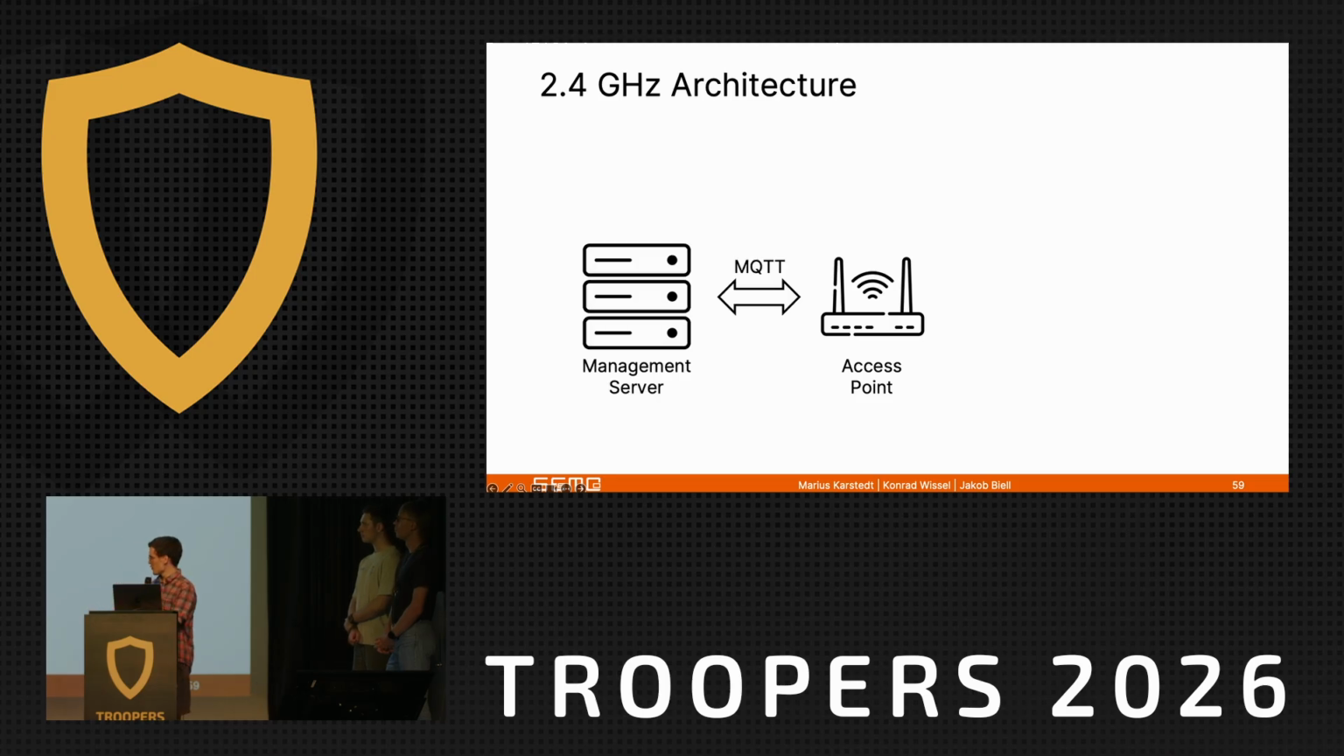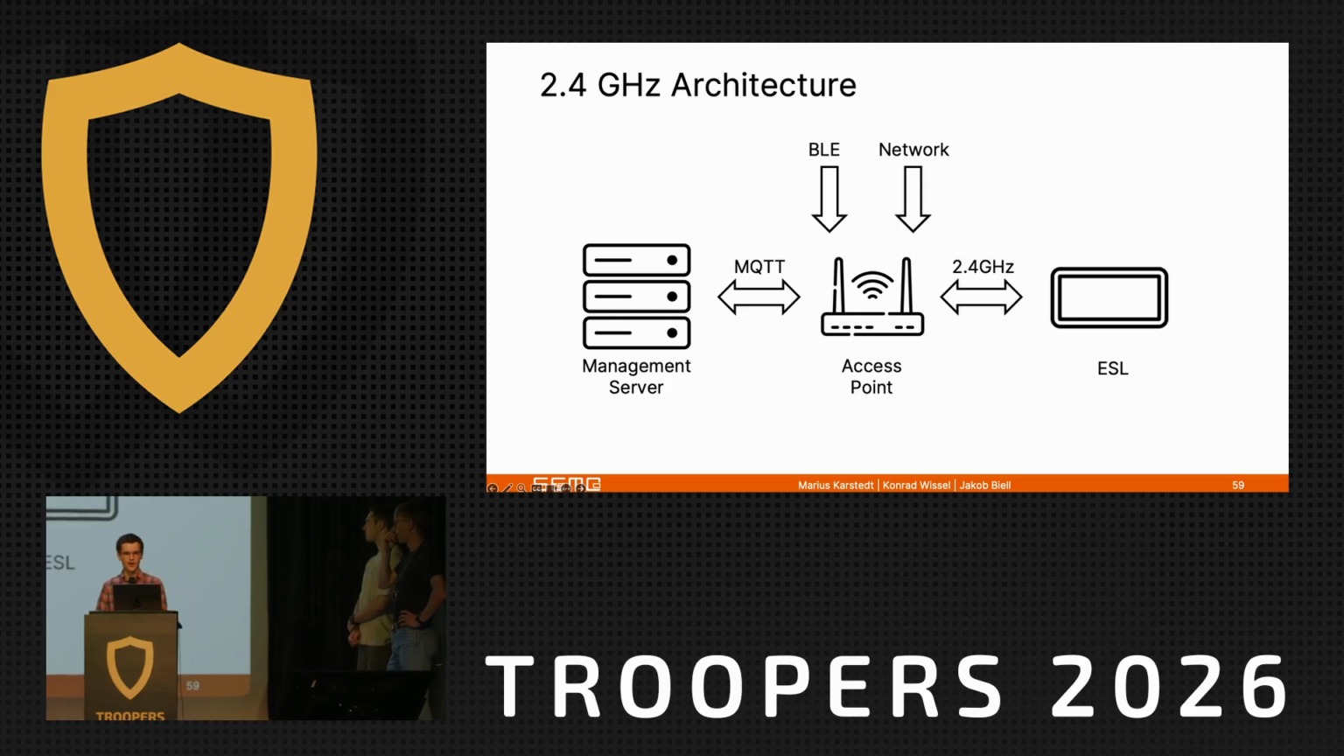So first, we don't just have an access point, we also have a management server, which we learned from the documentation uses MQTT to talk to the access point. Then we have two interfaces used for the access point itself: network connection to talk MQTT, and Bluetooth Low Energy to do initial config stuff. And then we have the last part, the 2.4 gigahertz ESL tag.